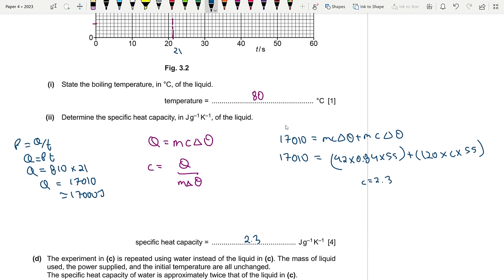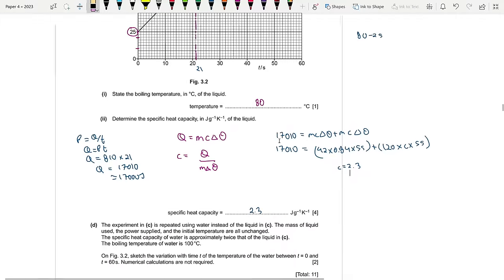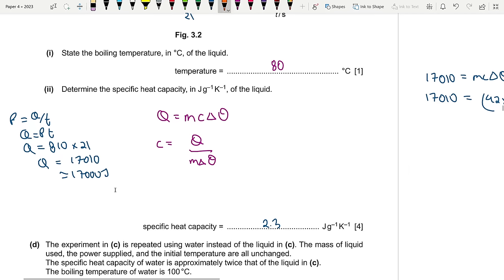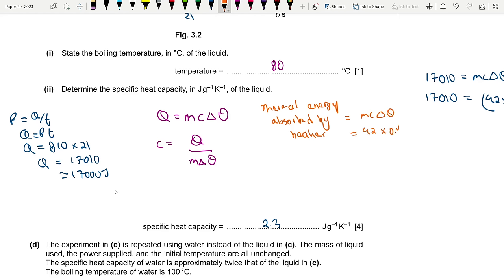But this is how they solved it. They wrote this equation over here. And then they found out the thermal energy absorbed by the beaker separately. Okay, I'll show you what they mean. So, they found out the thermal energy absorbed by the beaker. This is equal to MC del theta. The beaker had mass of 42 grams. It had a C of 0.84 and del theta of 80 minus 25, which is 42 times 0.84 times 55, 1940.4.